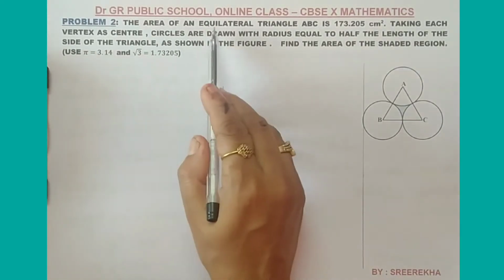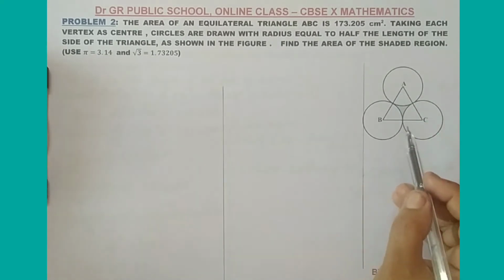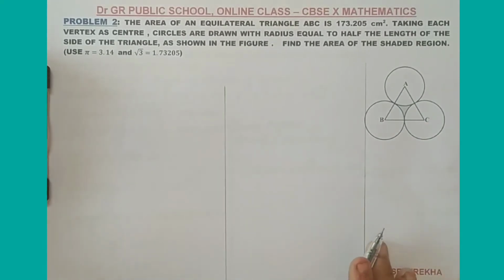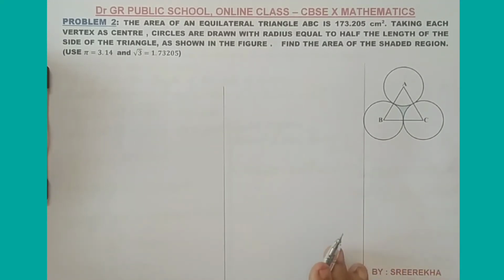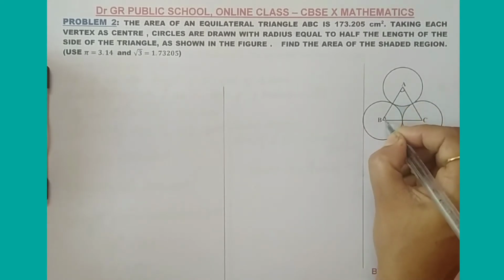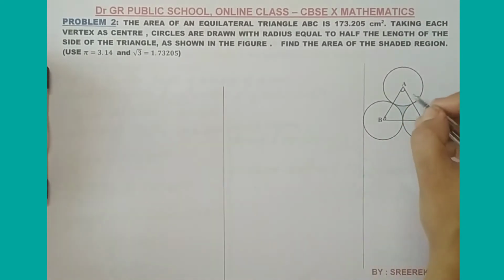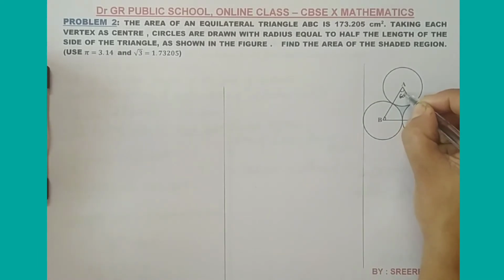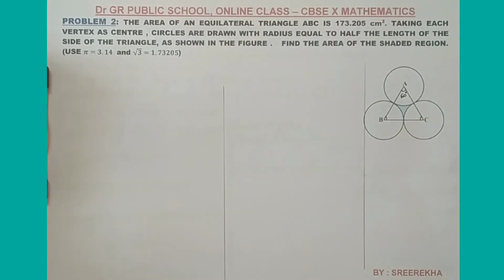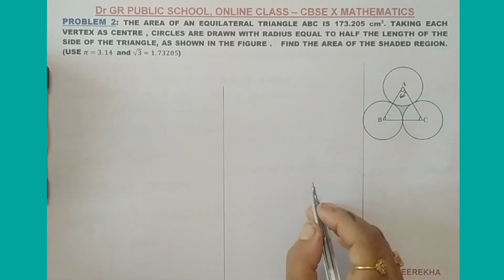The area of an equilateral triangle ABC. You are given this triangle as an equilateral triangle. Whenever you hear it as an equilateral triangle, what are the conditions you can take? An equilateral triangle means that each angle must be equal to 60 degrees. That is the first condition, 60 degrees. And the second condition is that all the sides are equal in length.